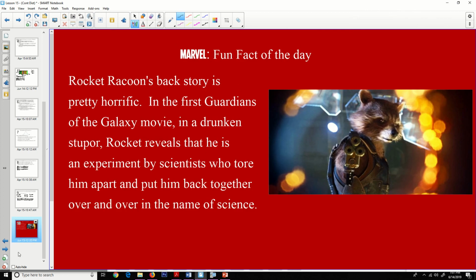So, the Marvel fun fact of today: Rocket Raccoon's backstory is pretty horrific. In the first Guardians of the Galaxy movie, in a drunken stupor, Rocket reveals that he is an experiment by scientists who tore him apart and put him back together over and over in the name of science. That's pretty dark, even for a fun movie like Guardians of the Galaxy.